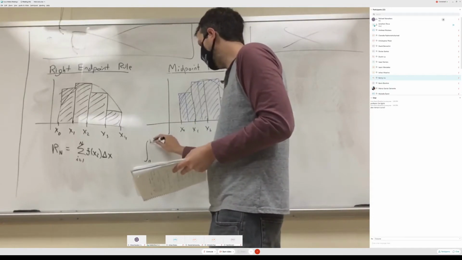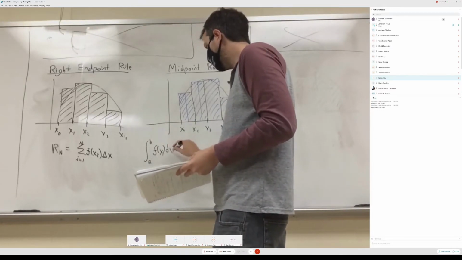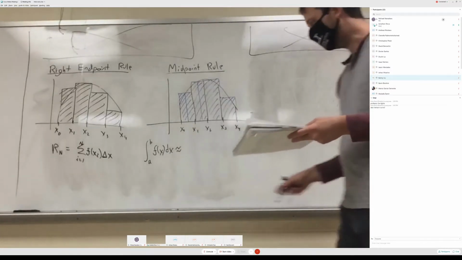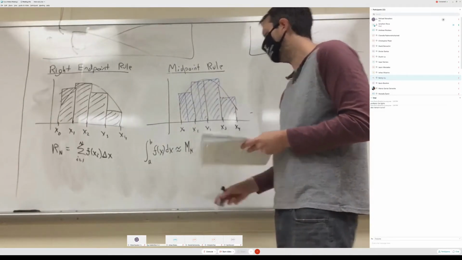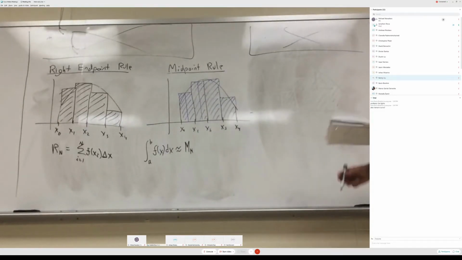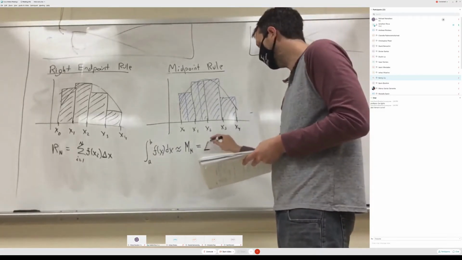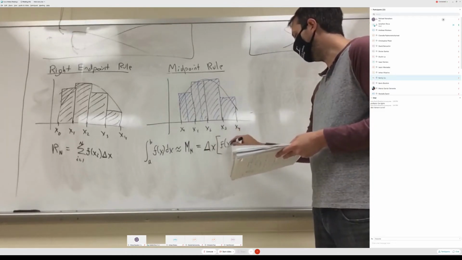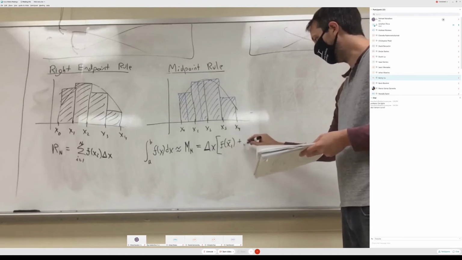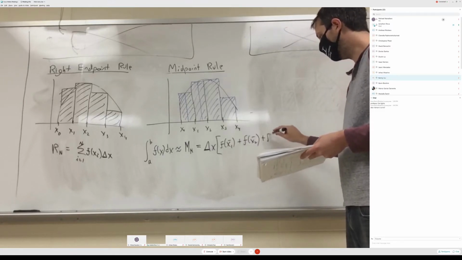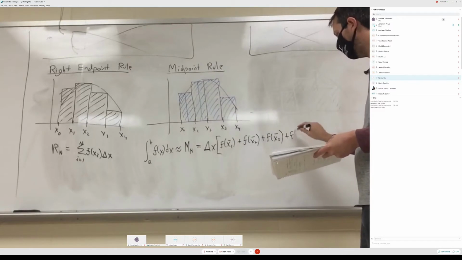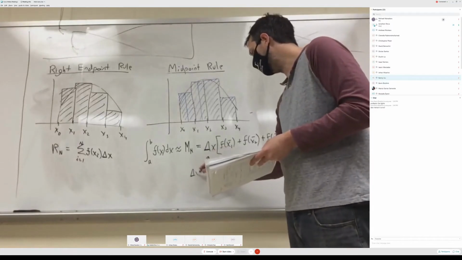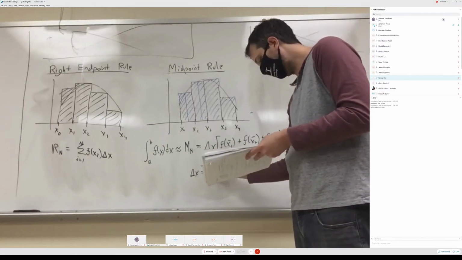Here's what it says. It's trying to estimate, again, the same integral of f of x from a to b. And it says the midpoint rule with n subdivisions, so M sub n, is equal to, a little bit messier to write out than the other ones, delta x times f of x1 bar plus f of x2 bar plus f of x3 bar plus f of x4 bar, where delta x is what we said, b minus a over n.